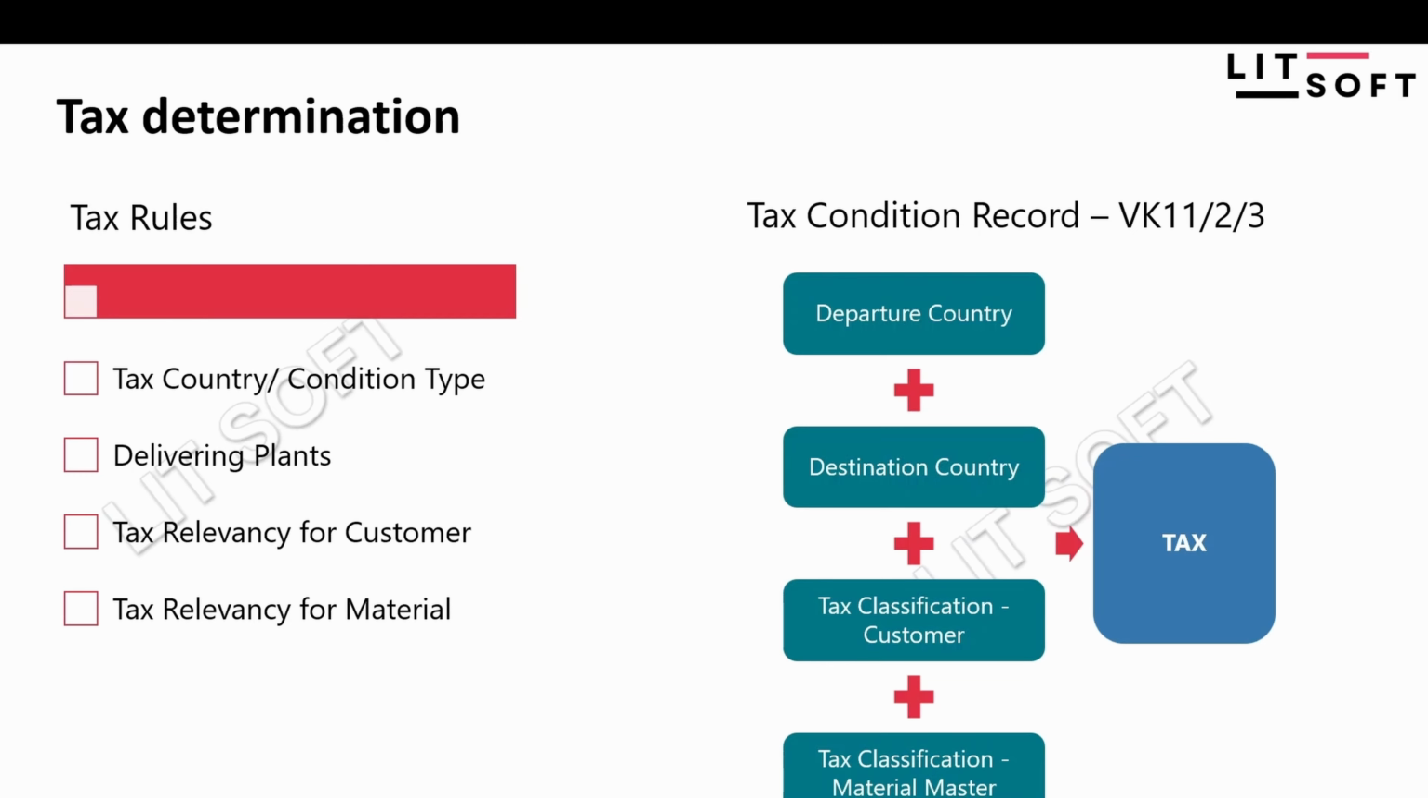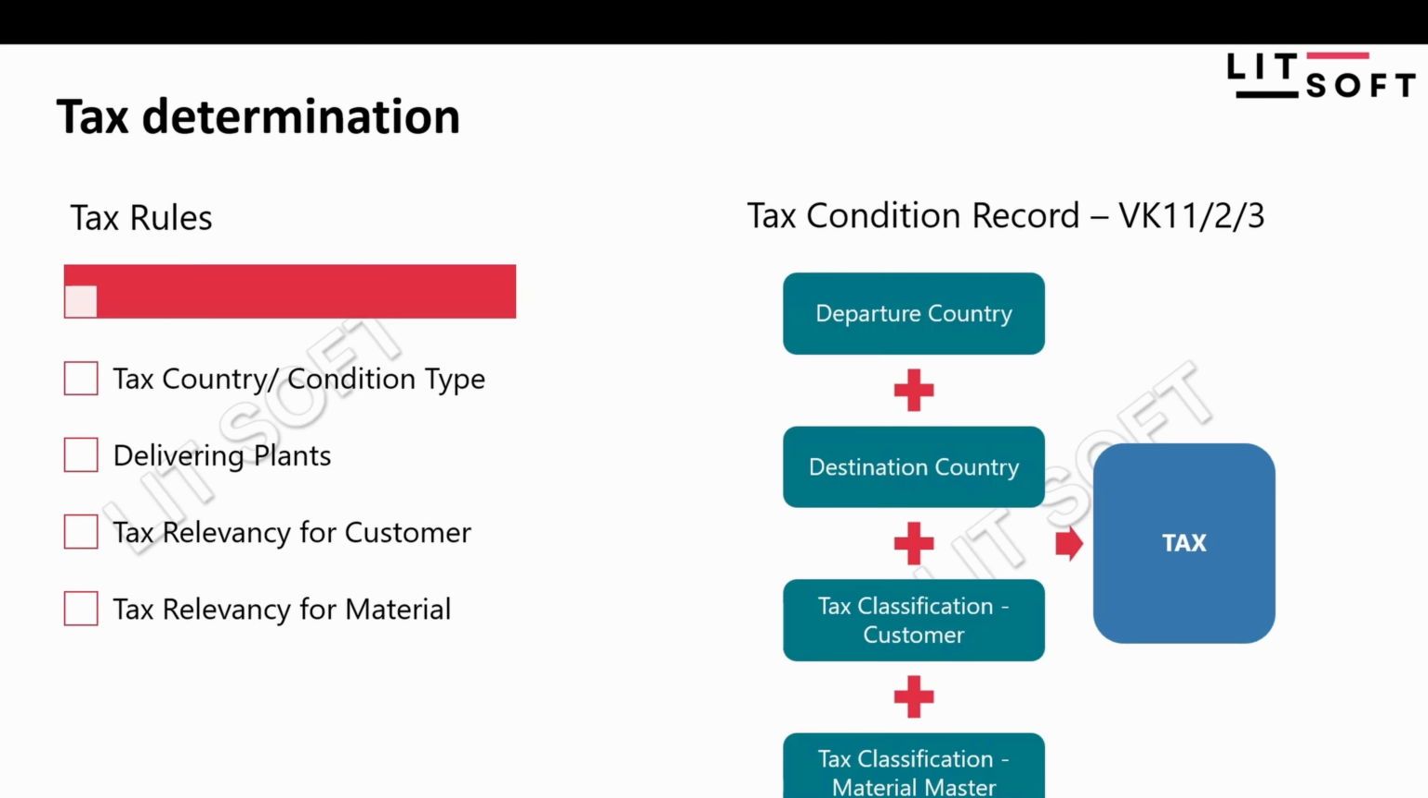Then delivering plant, which plant you deliver from, so whether it is tax relevant or not. Then tax relevancy for customer, tax relevancy for material. So these are VK11, 12, 13, FV11, 12. Those kinds of T-codes, FI as well as SD level. This is SD.